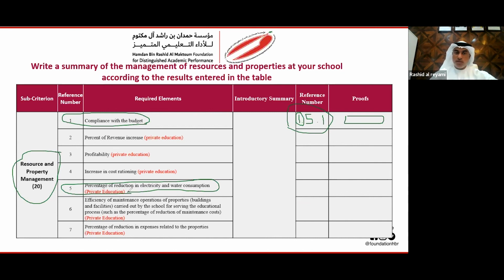Whether someone is from inside or outside the school, a principal or someone else, I have no idea. So please, just limit your pictures as evidence. Okay. All right. What else?